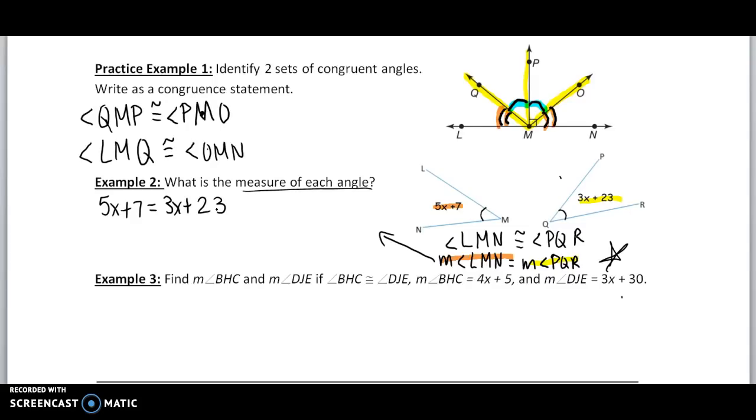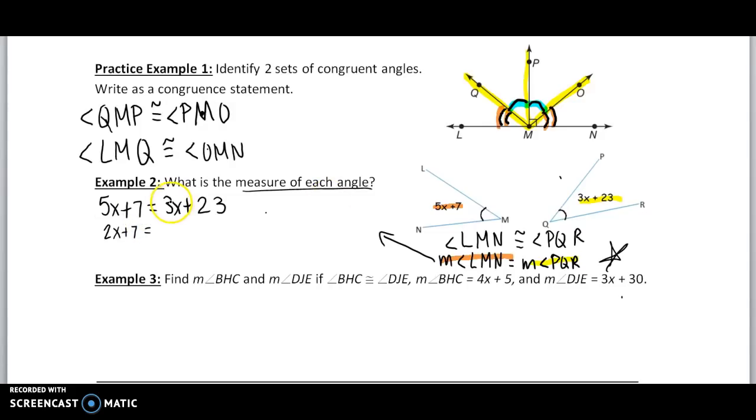Okay? From there, I'm going to solve for x. So to solve for x, I need to try to get all my x values on one side of the equation, and any constants, so anything without x, on the other side. So to do this, I see 5x on the left, 3x on the right side of the equation. I like to keep things positive, so I'm going to subtract 3x from both sides, and I get 2x plus 7 on the left.